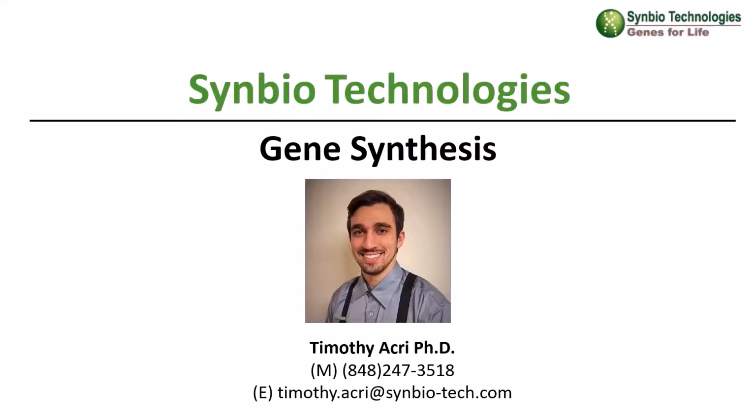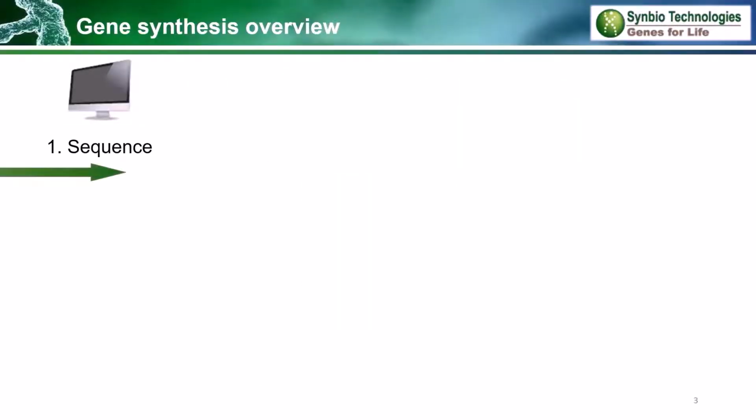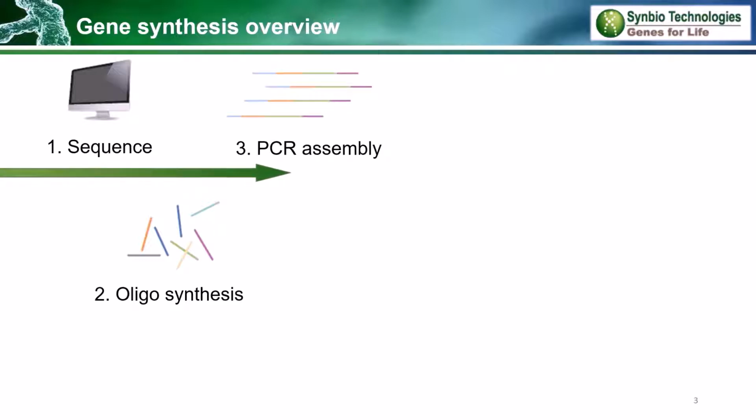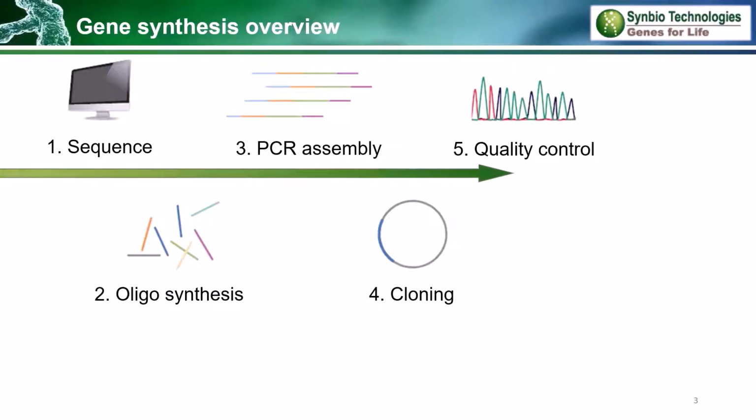Quick overview for gene synthesis is first we'll start with your sequence of interest, then we'll design oligos to cover that entire sequence. We'll use PCR to assemble those oligos into larger gene fragments, and take those gene fragments and clone them into the vector of your choice. We'll perform some quality control steps to make sure the sequence is 100% correct, and then we'll deliver that final product to you.